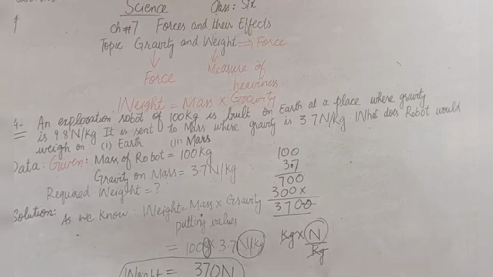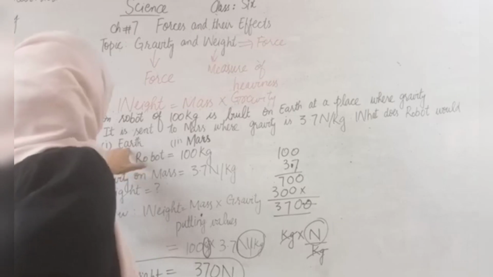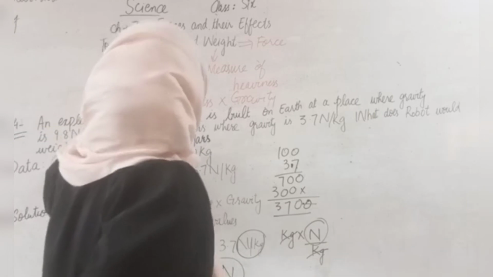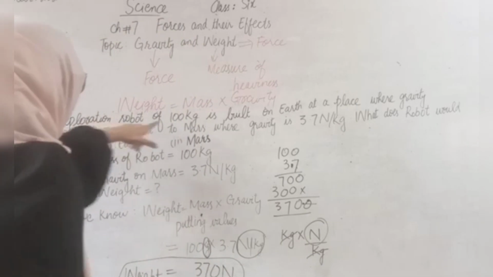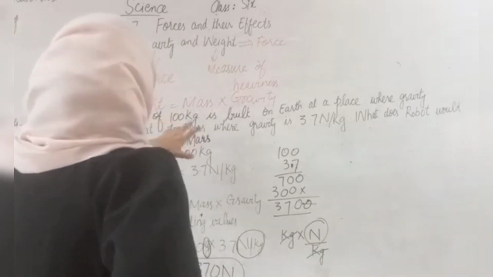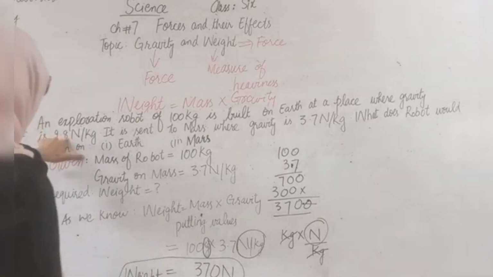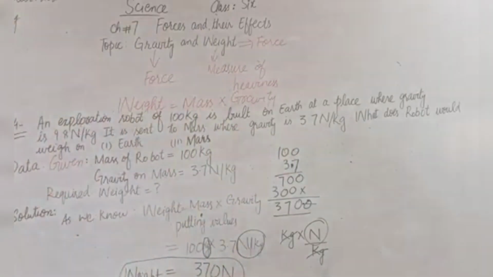In this question we had given two things. We have to find the weight on Earth and the weight on Mars. Robot was an explorer for the different planets. So the calculated mass for the robot was 100 kilogram, and there are two values given for the same physical quantity, that is gravity. Gravity on Earth is 9.8 and gravity on Mars is 3.7, and we have calculated the weight on Earth and Mars. We will take a review.